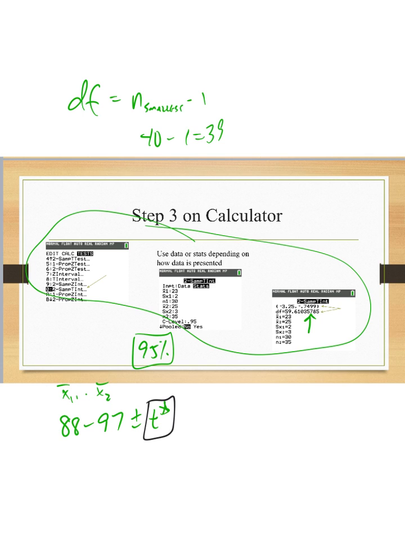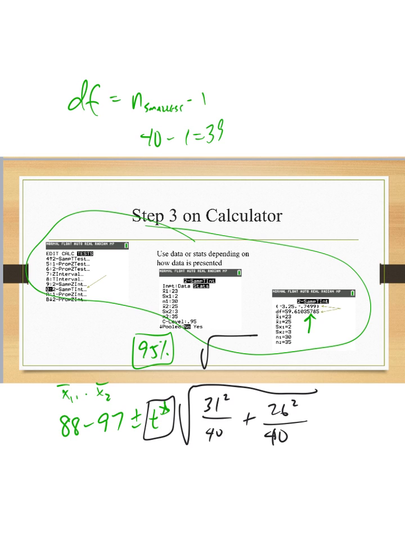So once again, I'll say that this formula that I'm writing here, which is now the S squared over N for each one of these. So that would be 31 squared over its N plus 26 squared over its N, which again, back to the formula, this was S sub 1 squared over N1 plus S sub 2 squared over N2 from the last slide there. So this is plus or minus T star. So this was the whole formula. Sorry, it's kind of ugly there.